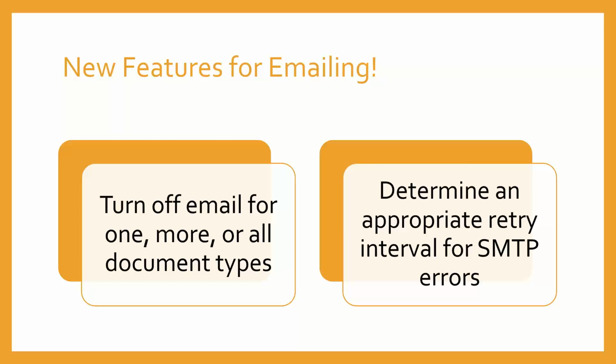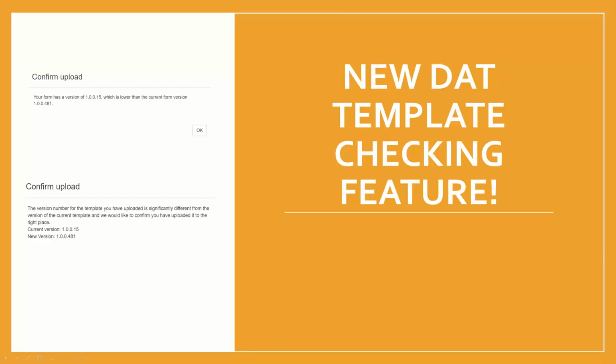You can turn off email for one, more, or all document types, and determine an appropriate retry interval for the SMTP errors. We've got the DAT template checking feature, where we check first to see if you're uploading an XSN that's a lower version, or if you're uploading an XSN that's an extremely different version.